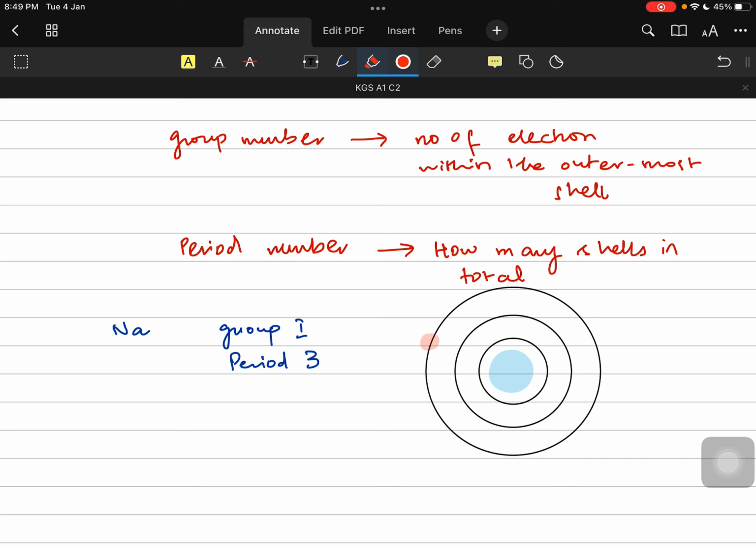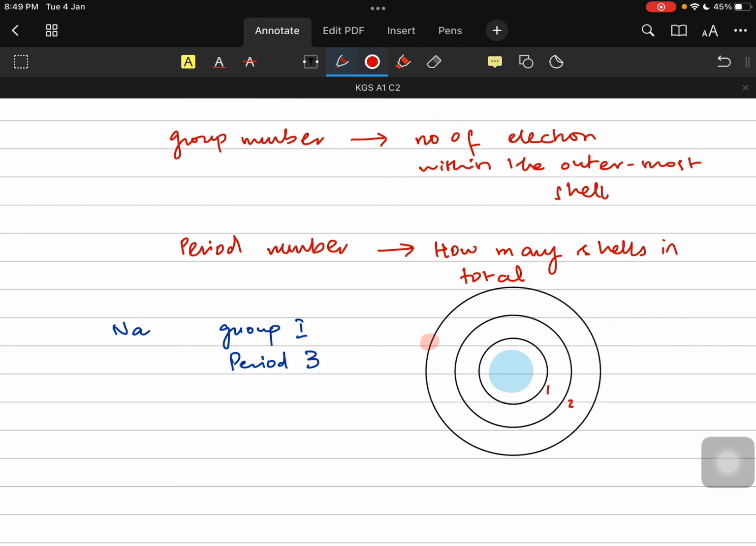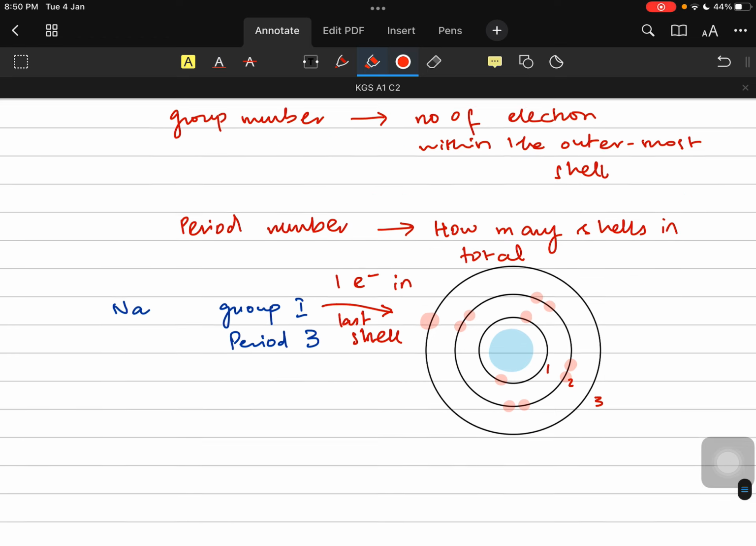What about the previous shells? It has 3 shells, I know this: shell number 1, shell number 2, shell number 3. It has 1 electron in the last shell. But what about the previous shells? The previous shells have a capacity to hold 2 electrons in shell number 1 and 8 electrons in the second shell. So it has 2 electrons in the first shell, 8 electrons in the second shell, but the last shell has 1 electron, and that's why it's in group number 1.